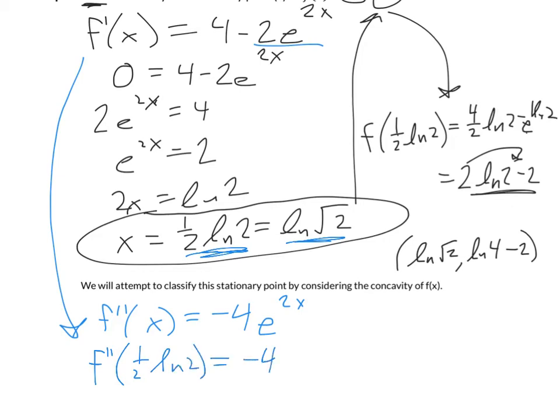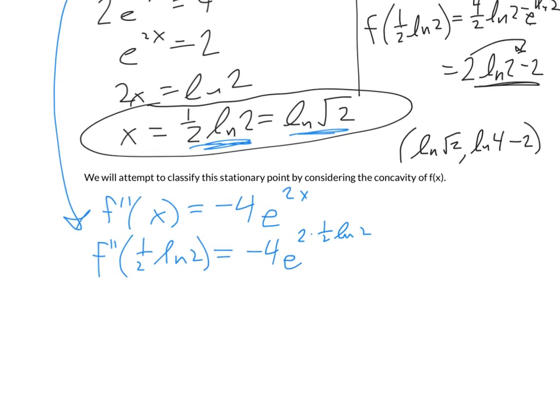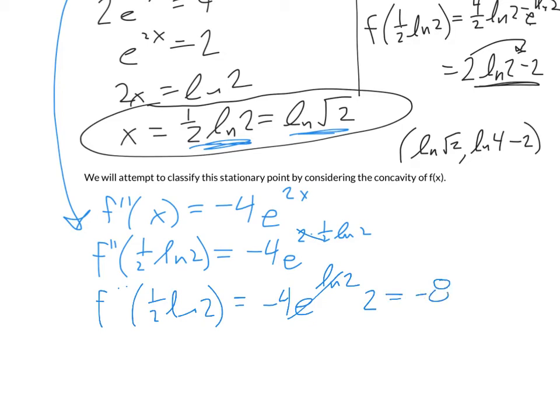So this would be negative 4e to the 2 times 1/2 natural log 2. Giving myself a little more room here. The second derivative is negative 4e to the natural log 2. e to the natural log 2 is just 2, which means this is negative 8.